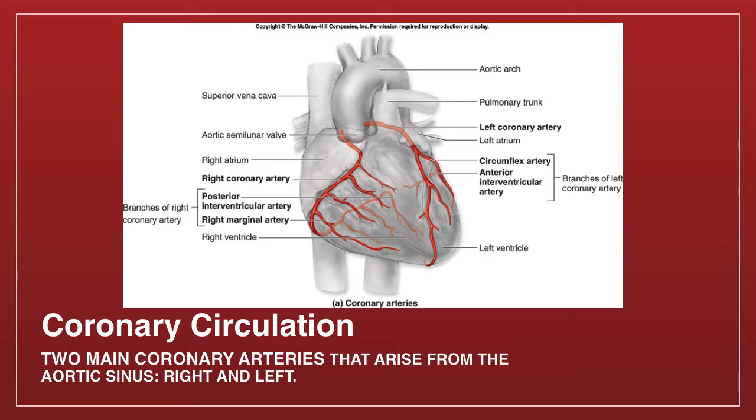The left side, if you notice, actually flows in between the pulmonary vein and the aorta, and then comes down and supplies the lower portion and the back side of the heart, which is primarily the left ventricle.